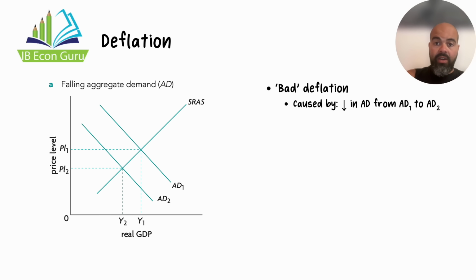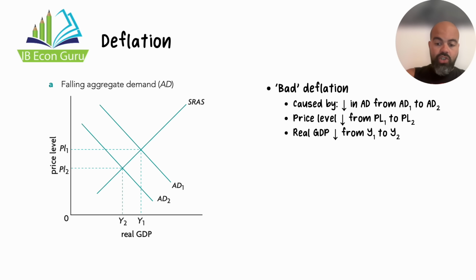As you can see, when aggregate demand decreases, the price level falls from PL1 to PL2, and real GDP shrinks from Y1 to Y2. So the economy could enter a recessionary gap. This is also the same diagram for negative economic growth in the short term. So bad deflation is the type of deflation that accompanies what we call negative economic growth.